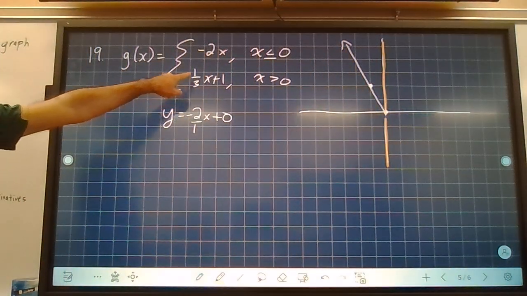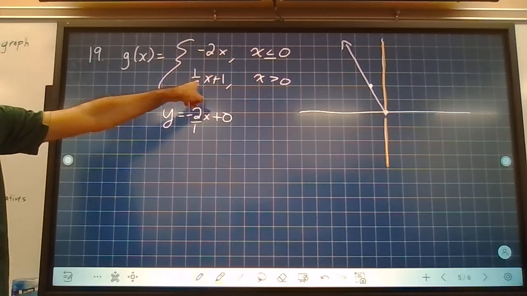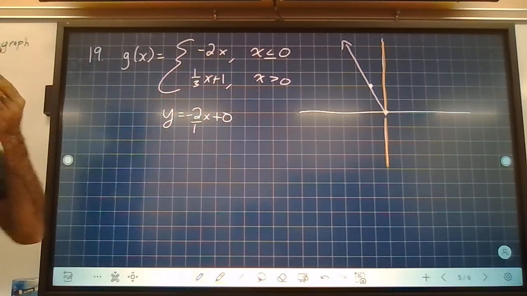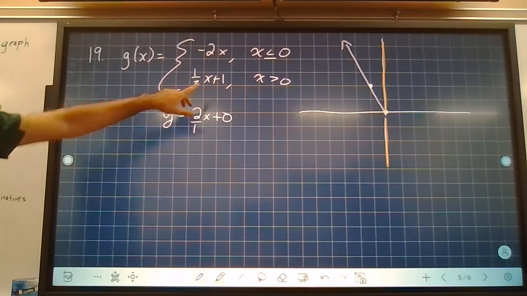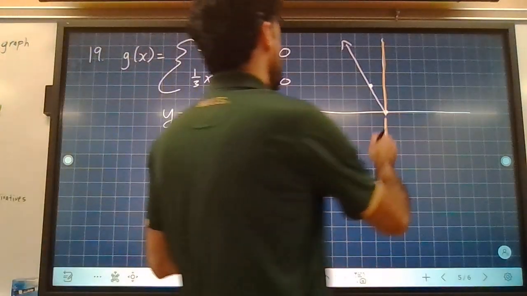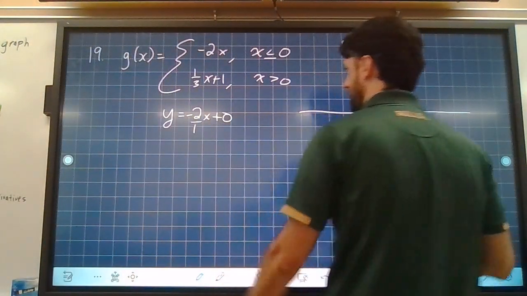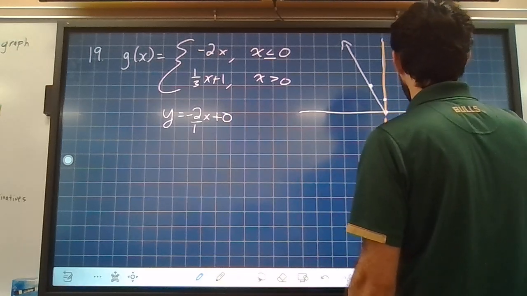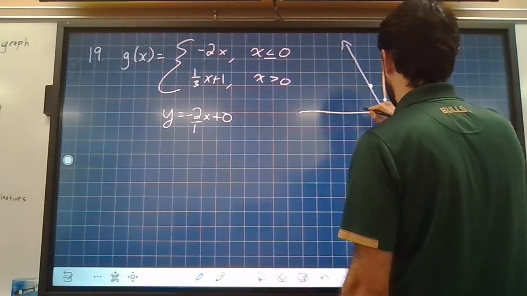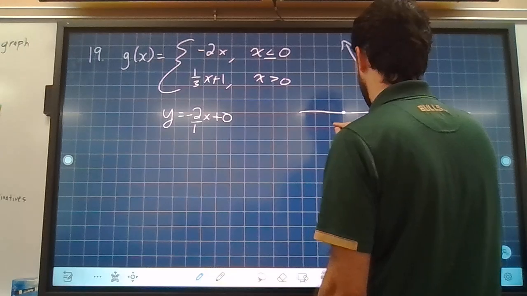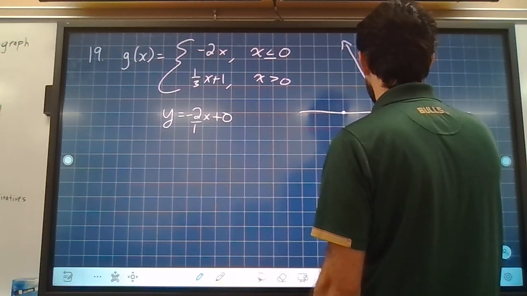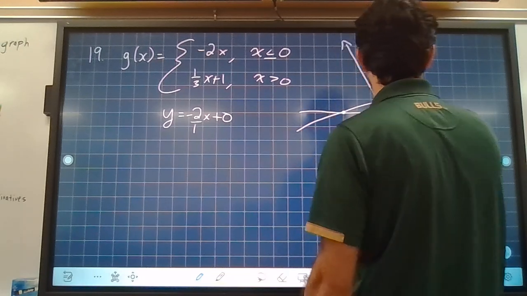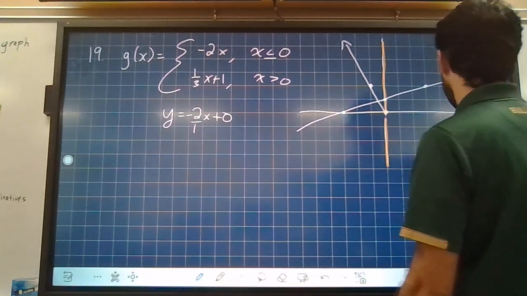Lastly, 1/3 x plus 1. Y-intercept is 1, so I'm going to put a point at 0, 1. I'm going to go up 1, right 3. Up 1, right 3, like that, or down 1 and left 3. And so again, normally this and that would be our graph.